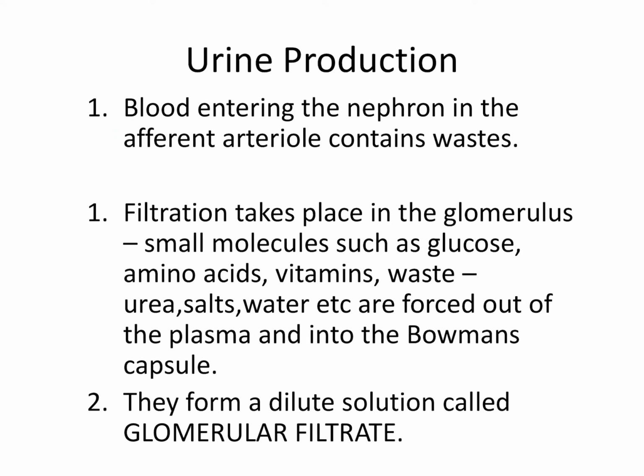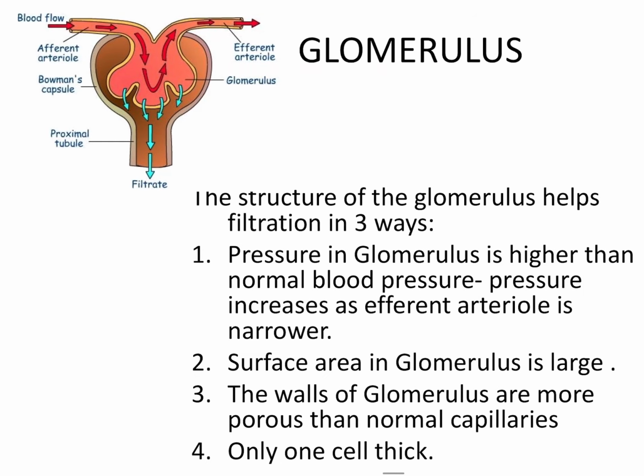Blood entering the nephron, the afferent arteriole, contains waste. Now all of this is filtered through, good stuff as well that we need to keep: glucose, amino acids, vitamins. Look, we do not want them ending up in our urine. And these all go through into the Bowman's capsule, and all of that liquid is called the glomerular filtrate. Okay, you can see that there.